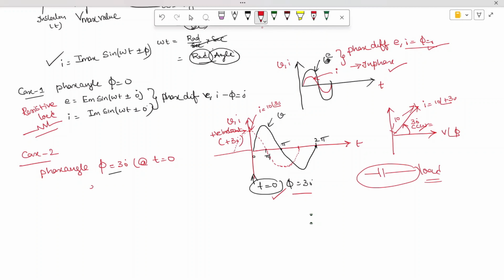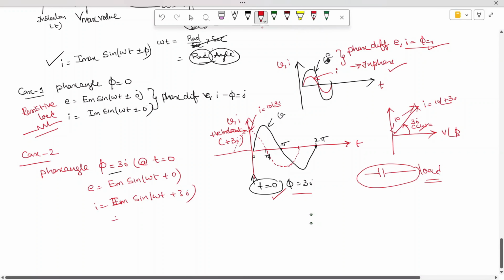If you write this down, E is equal to E maximum sine of omega t plus 0, and I is leading, so I maximum sine of omega t plus 30. That's how to write it down. When you write it in this form, it is Im by root 2 at an angle of 30 degrees. So this Im by root 2, I am writing it as 10 at an angle of 30 degrees. That's how I am drawing this waveform.